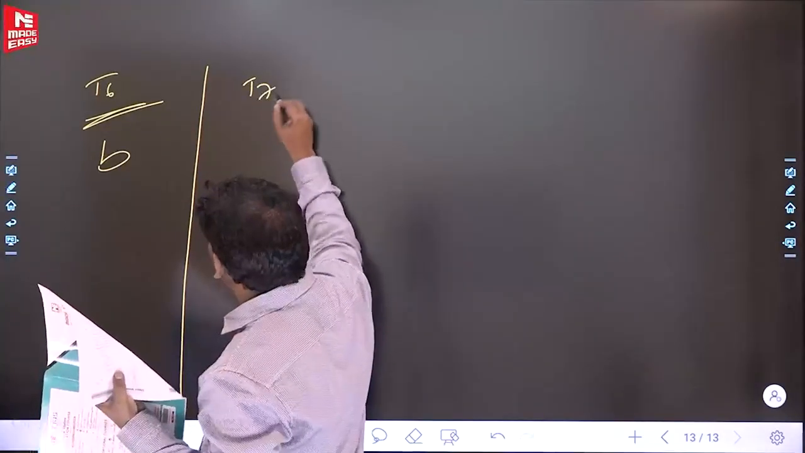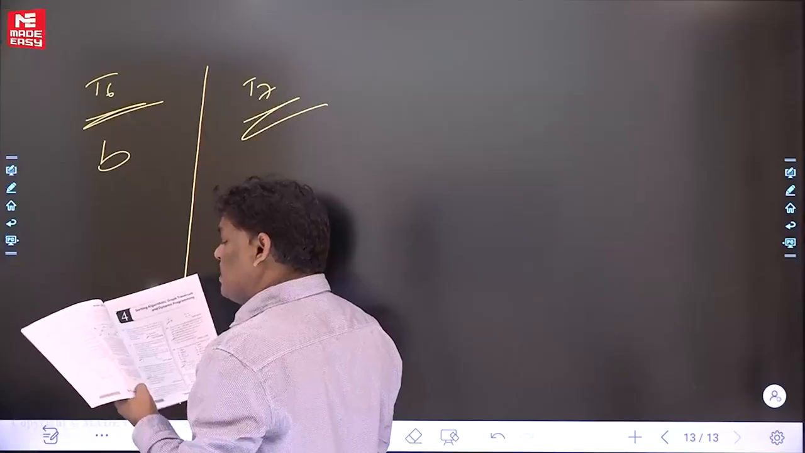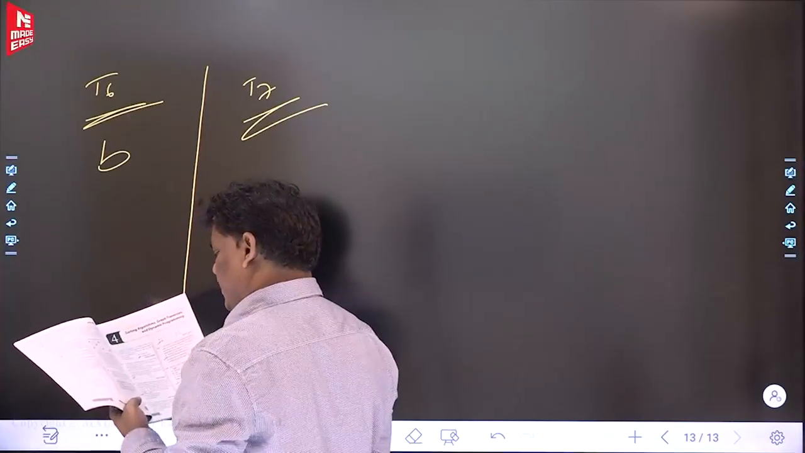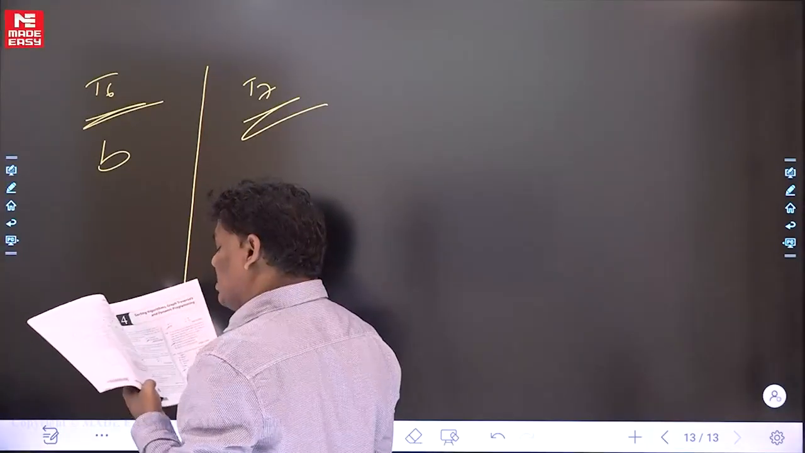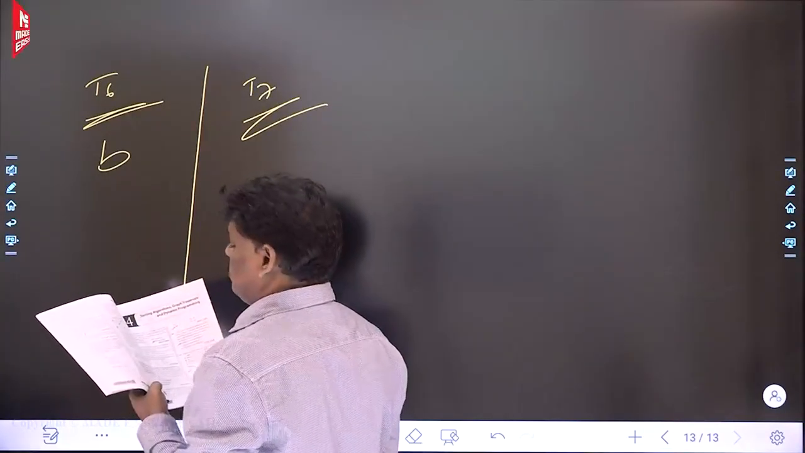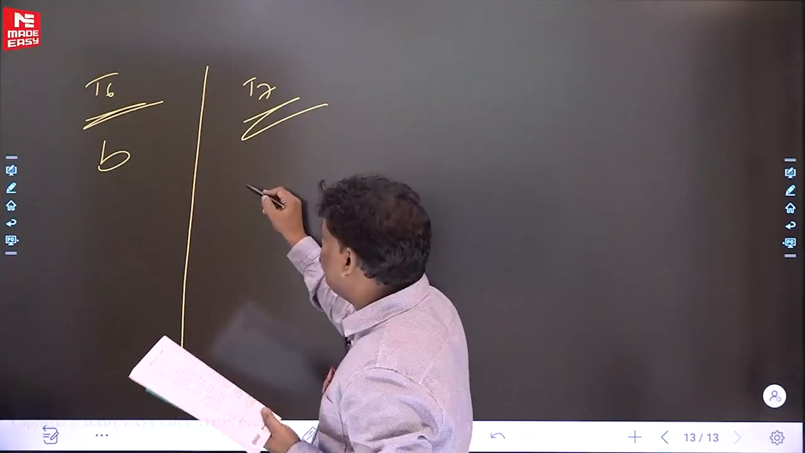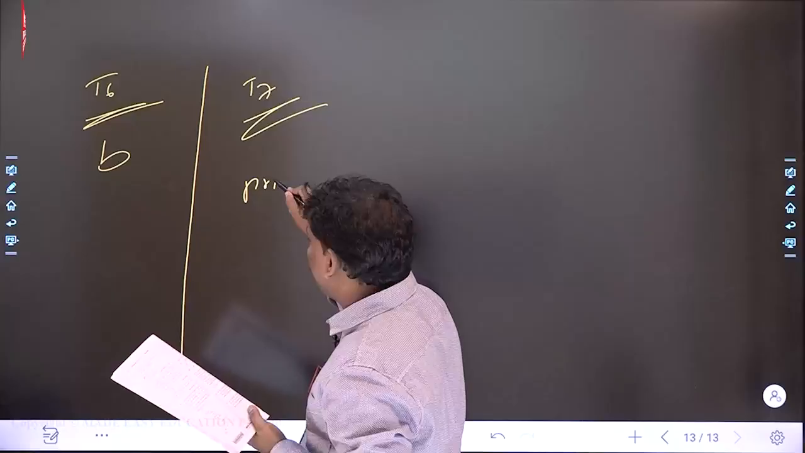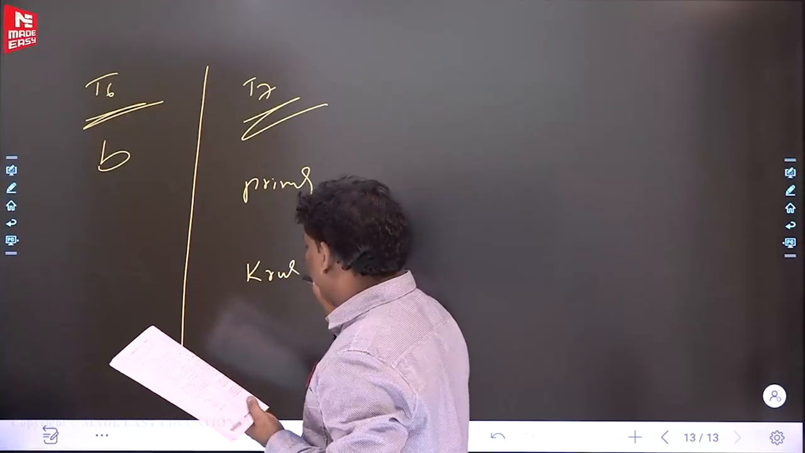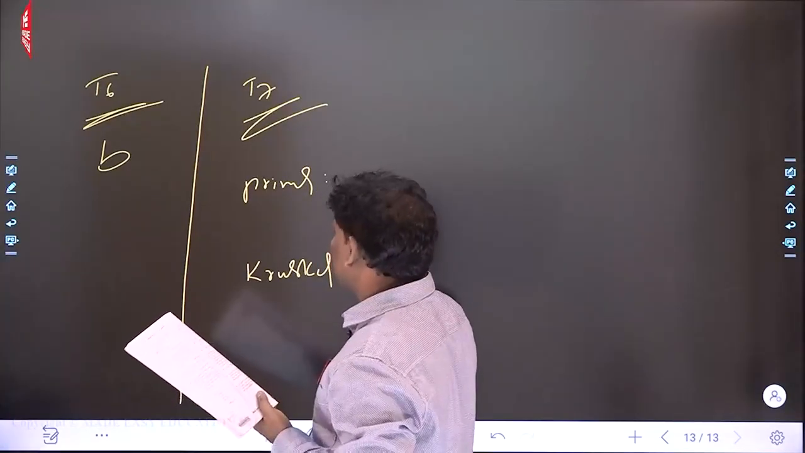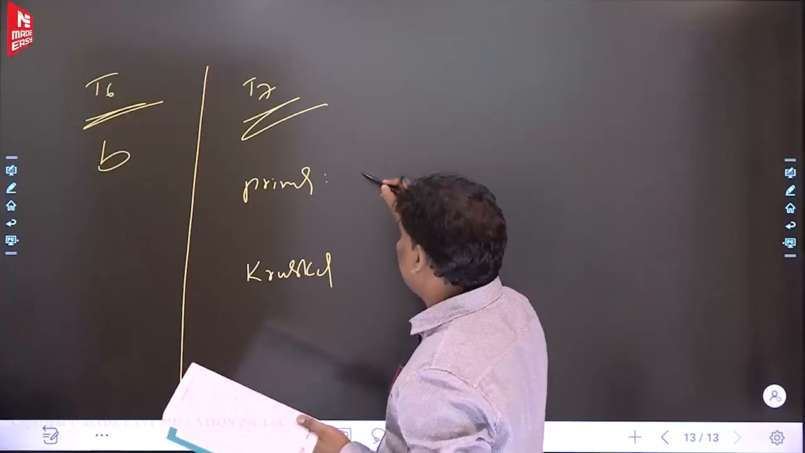T7. T7 is a nice problem. Please verify properly. T7 is saying that on the given graph, apply Prim's algorithm and also apply Kruskal's algorithm. Let us assume that this is one. On the given graph I applied Prim's algorithm, and on the same graph I applied Kruskal's algorithm. Different approaches.